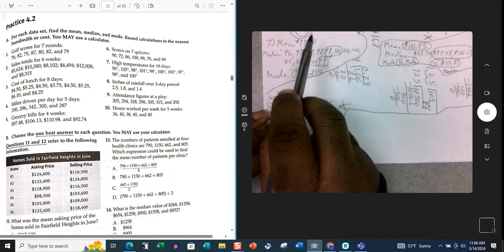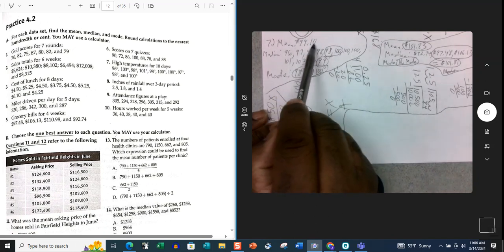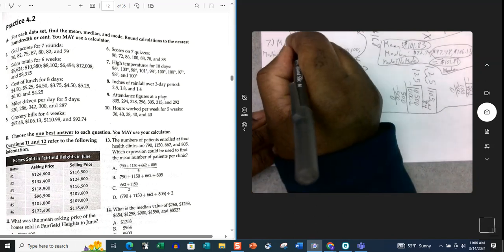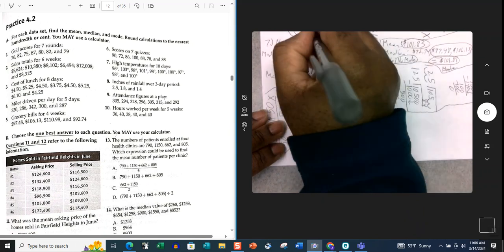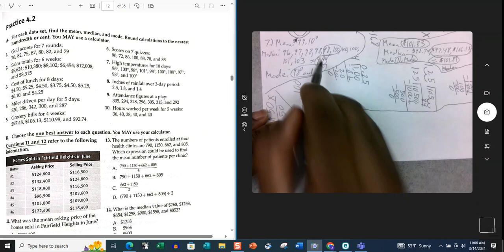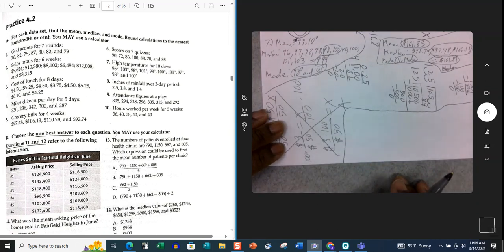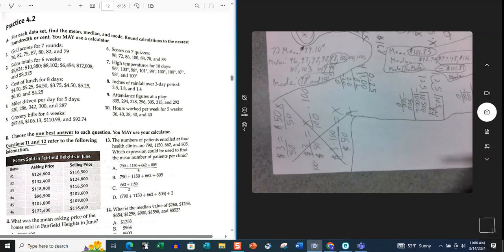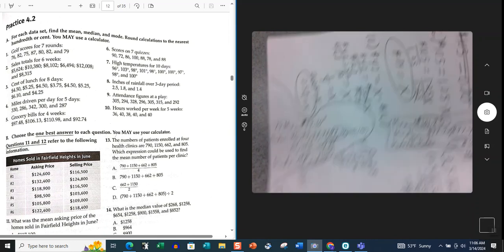And actually, I should not have put dollars here. This was just 99.10 degrees, and this would be 99 degrees. So this is our final answer for problem 7. Now we go to problem number 9.